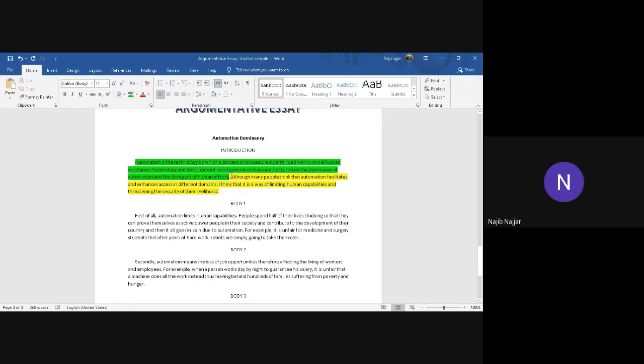The second part here is the most important part of the essay. It's called the thesis. As you can see here, in the thesis, we have 2 ideas. Idea number 1, which I'm going to underline, is the counter argument, which is opposite to the author's. Here, although many people think that automation facilitates, this counter argument is for automation, which means robots. I think that it's a way of limiting human capabilities.